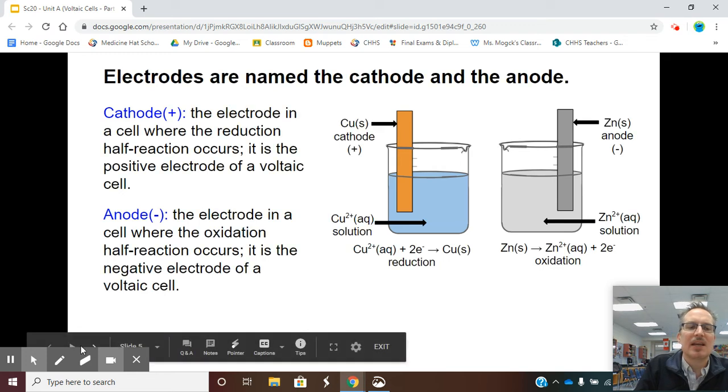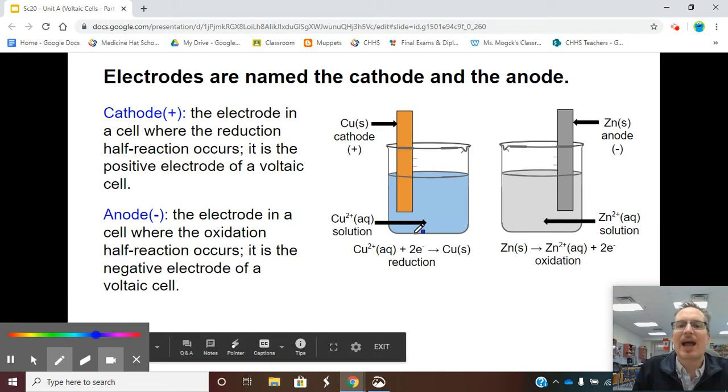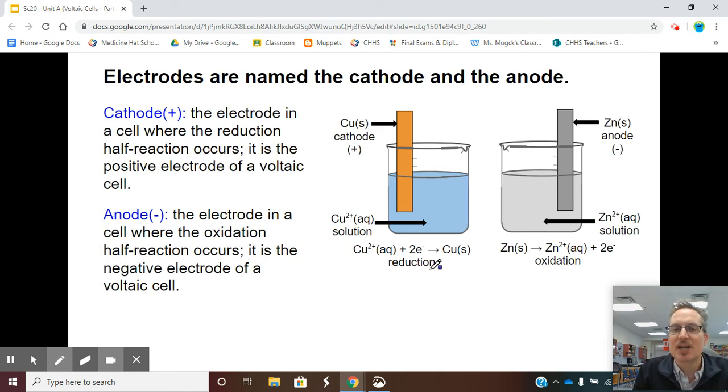You will see that those are the two reactions that I have. I have the reduction half reaction for copper, and I have the oxidation half reaction for zinc. Now, the question is, how do I know that the reduction half reaction goes with cathode? Well, that's Mr. Kemp's cheesy rule number 2.